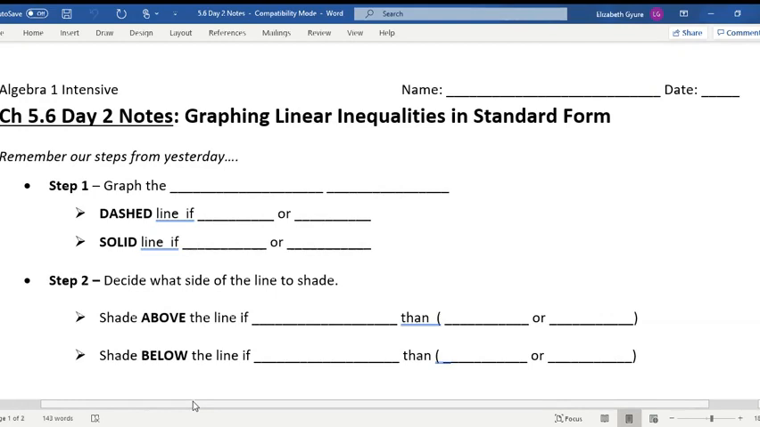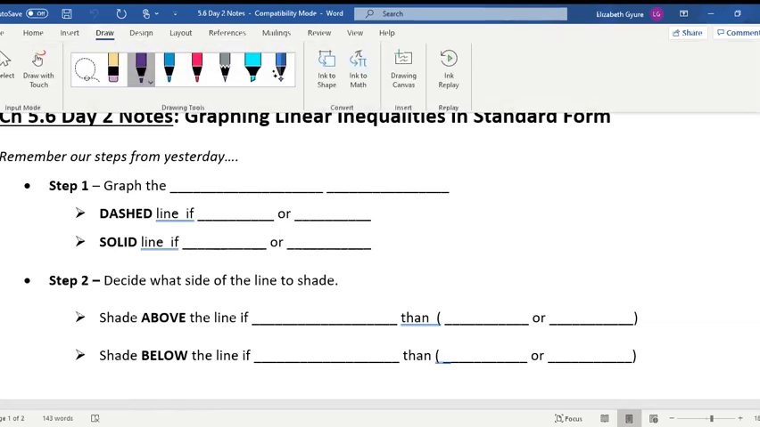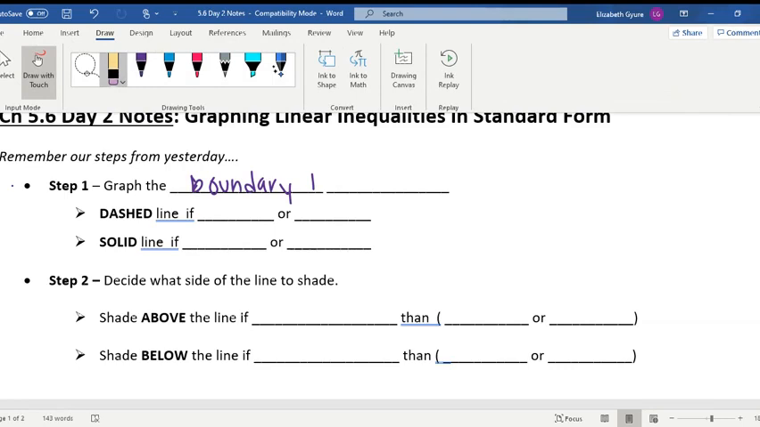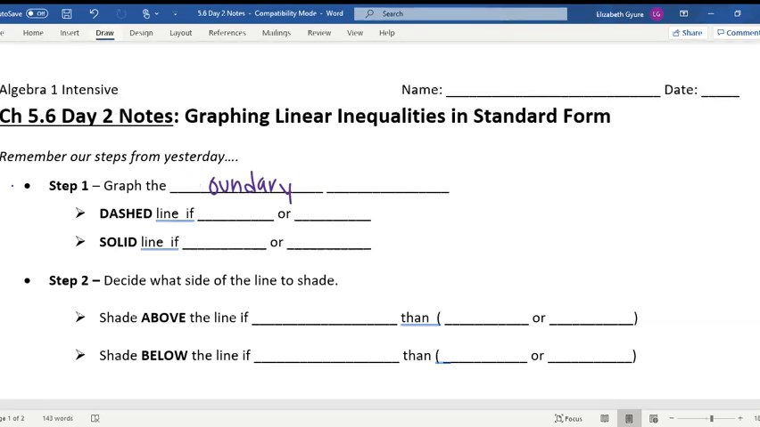So same stuff. Step one is still to graph the boundary line. That is just a fancy phrase for graph the line.